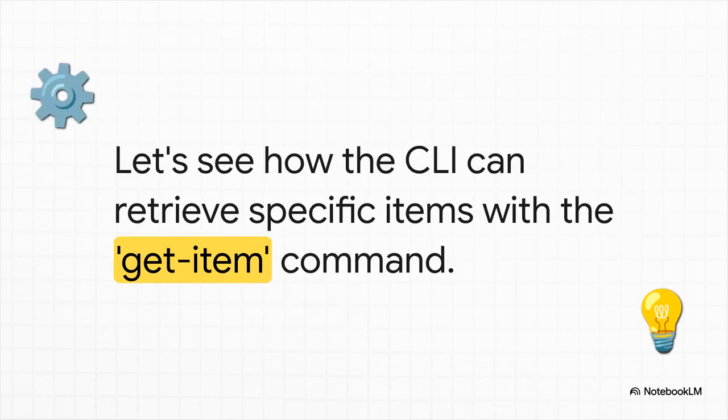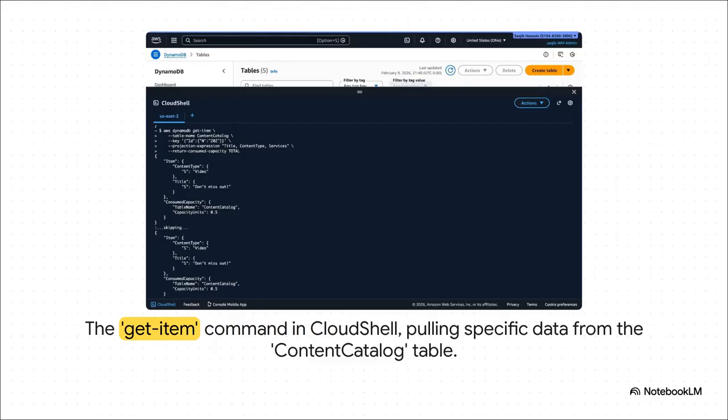So let's check out an example. Instead of trying to do a broad query that fails, what if we just want to grab one very specific item that we know exists? For that, we can use a command called getItem. Now, just look at how clean and precise this is. The student is using that getItem command to pull one single item from their content catalog table just by giving it the full key. And look at the output. It's perfectly structured JSON. This is the power of the CLI right here, going from clumsy, failing queries to these super specific, highly efficient lookups.